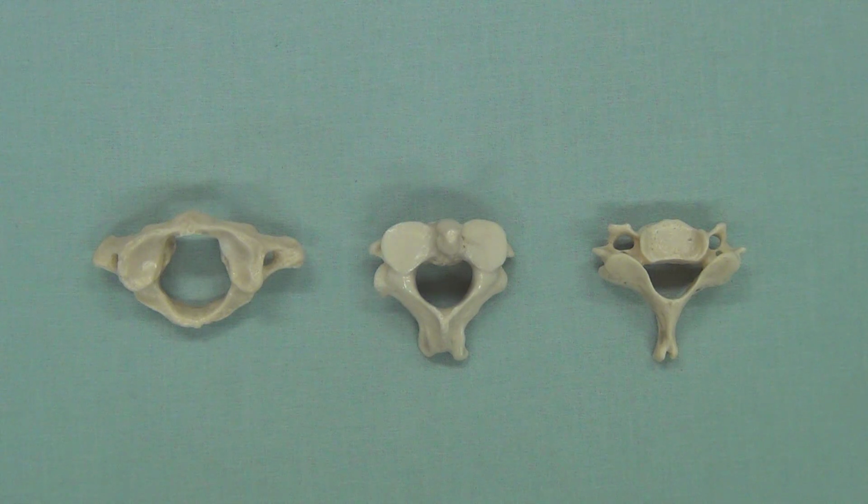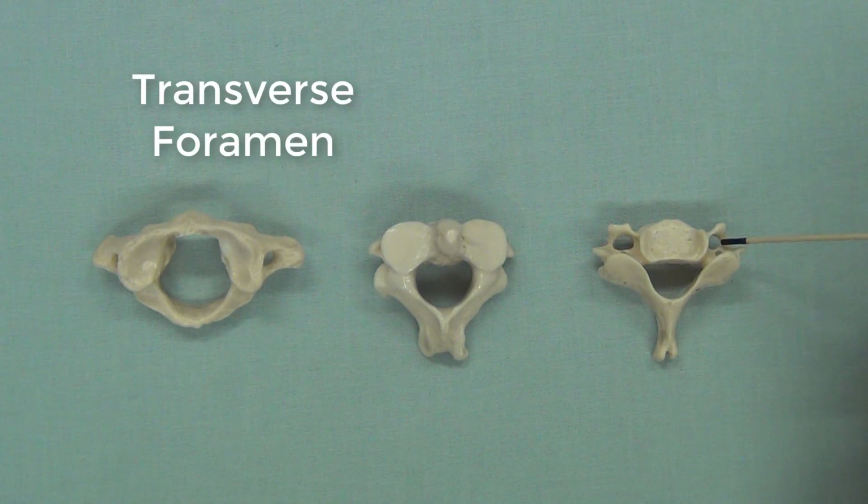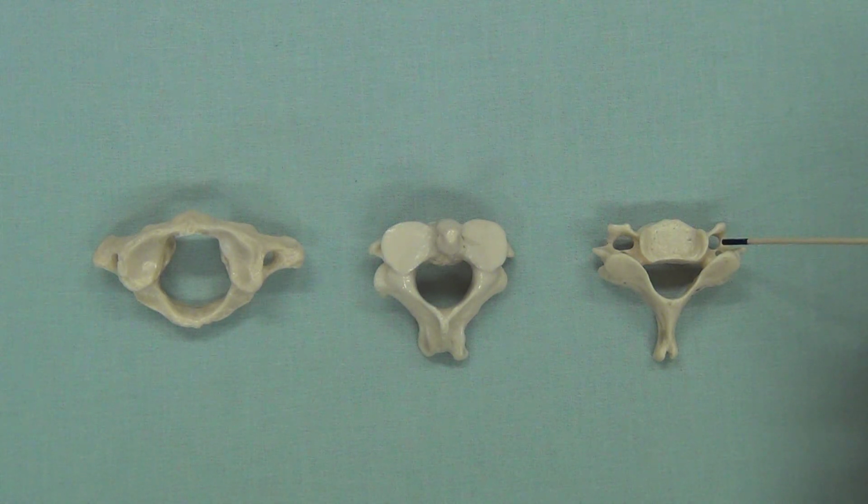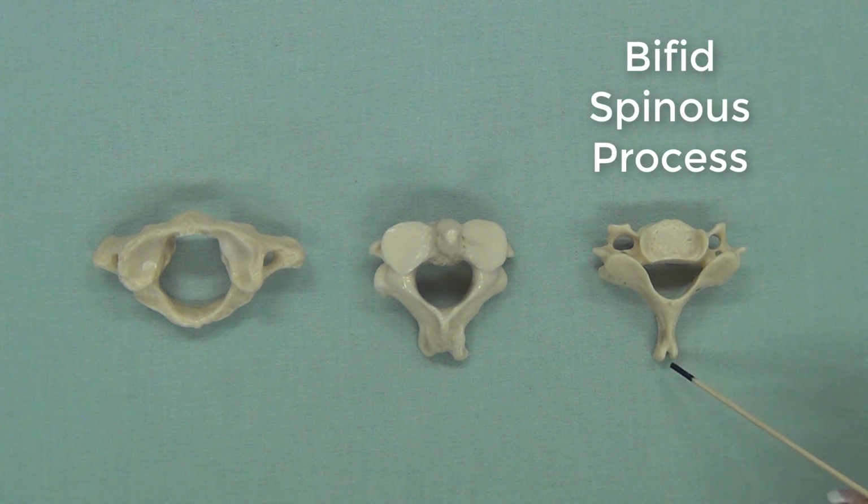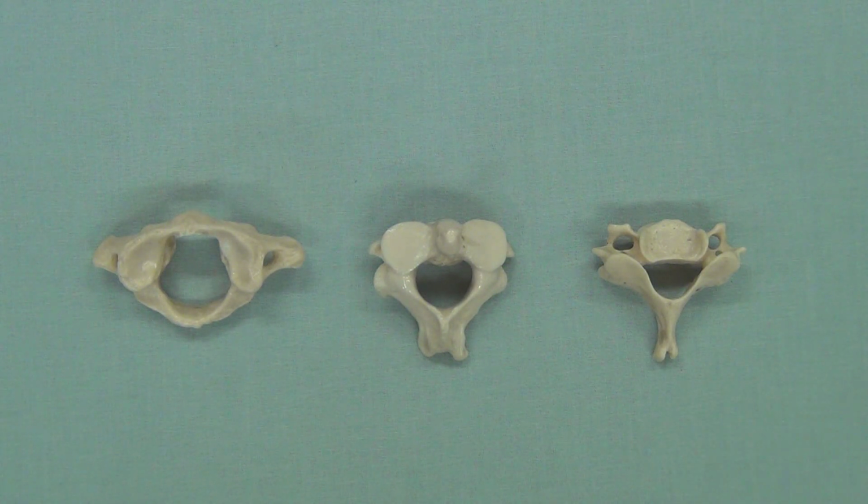The thing that you'll notice about all cervical vertebrae that make them unique is that in the cervical vertebra's transverse process, there is a hole. These holes are called the transverse foramen. All cervical vertebrae have them. In addition, most cervical vertebrae have a forked, or what we call bifid, spinous process.